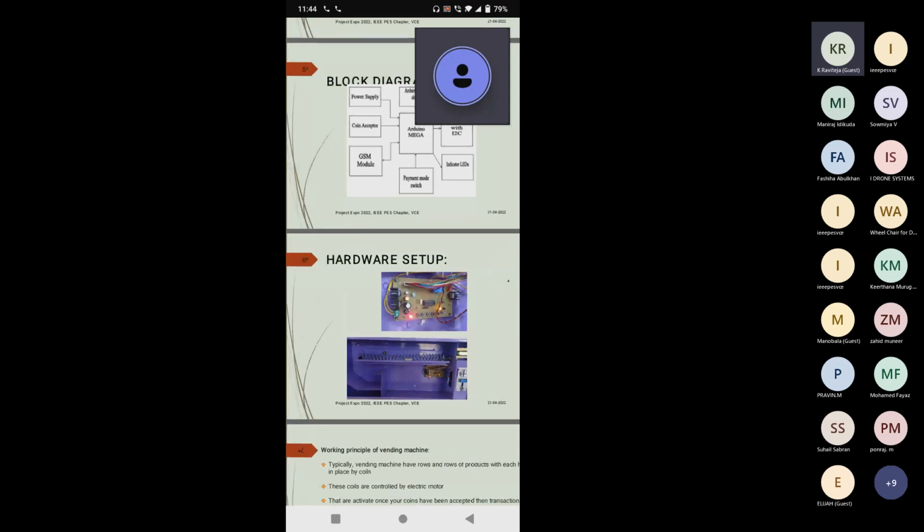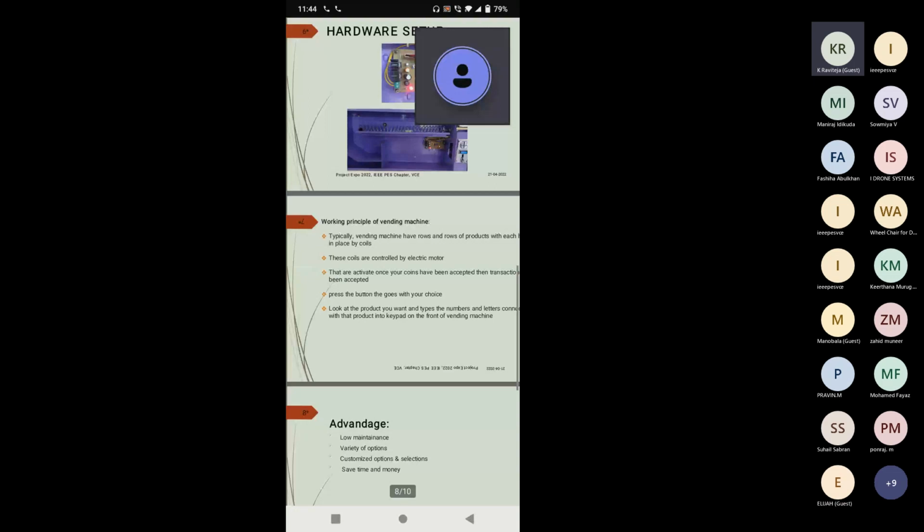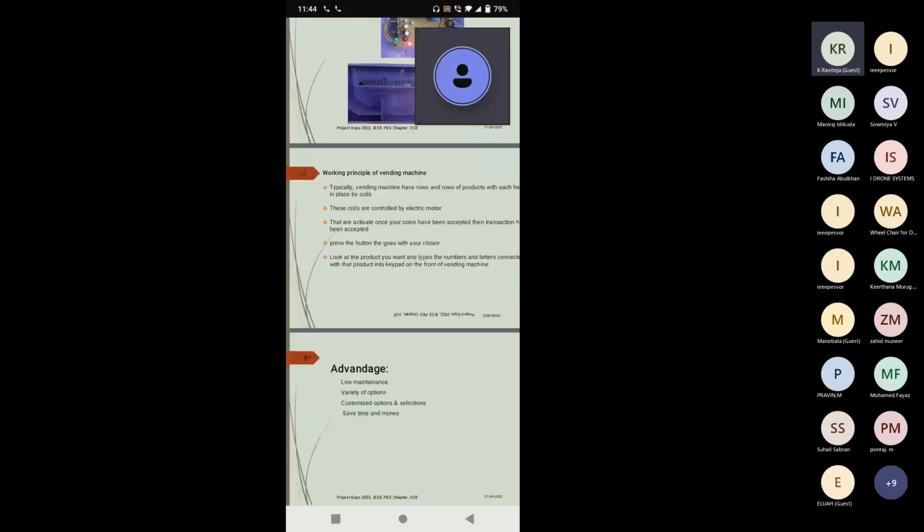And I will tell about the working principle of the vending machine. Typically, vending machines have rows and rows of products, with each held in place by coils. These coils are controlled by an electric motor that is activated once your coins have been accepted and the transaction has been accepted. Press the button that goes with your choice. Look at the product you want and type the numbers and letters connected with that product into the keyboard on the front of the vending machine. Here we show the working video of our project.